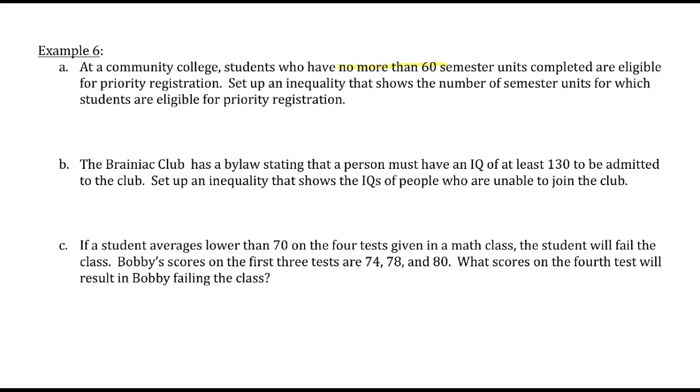We need to represent the idea of no more than 60 using interval notation. That is, our value for the number of units needs to be no more than 60. The units could be less than 60. A student could have exactly 60 units completed and they would be eligible. So the number of units needs to be less than or equal to 60.